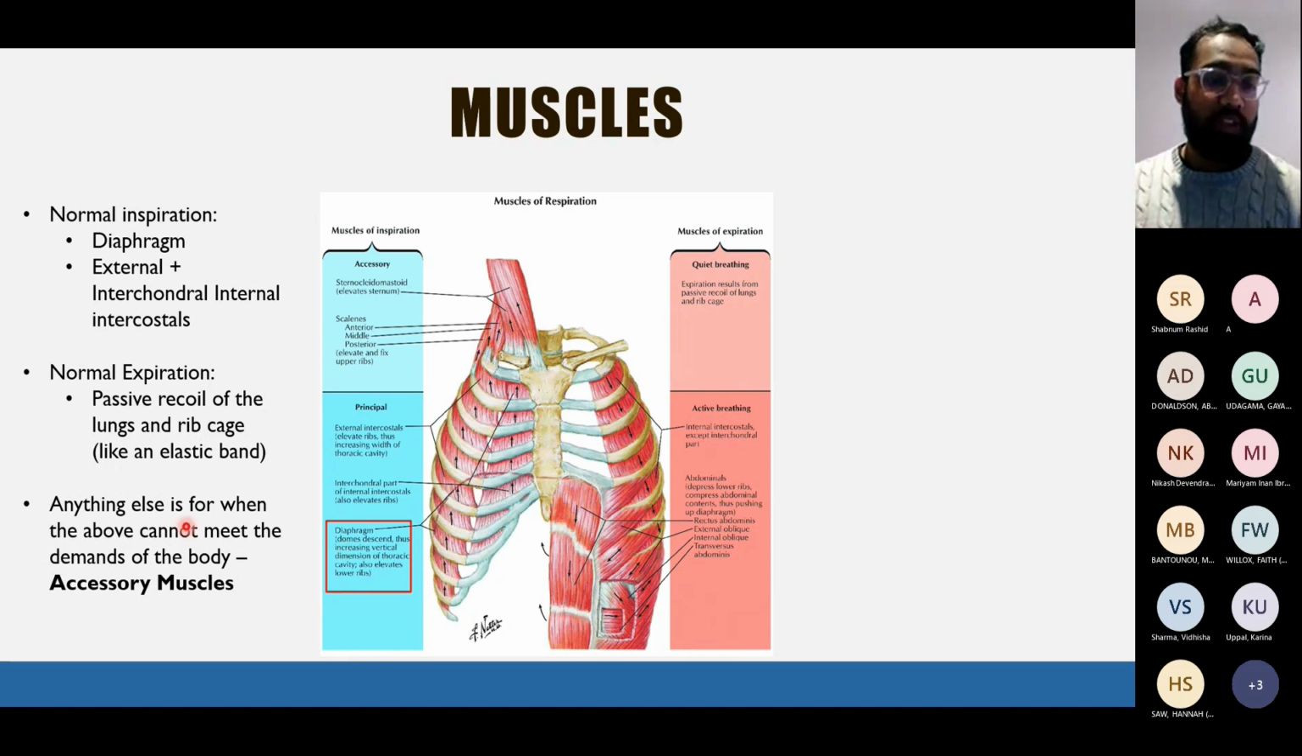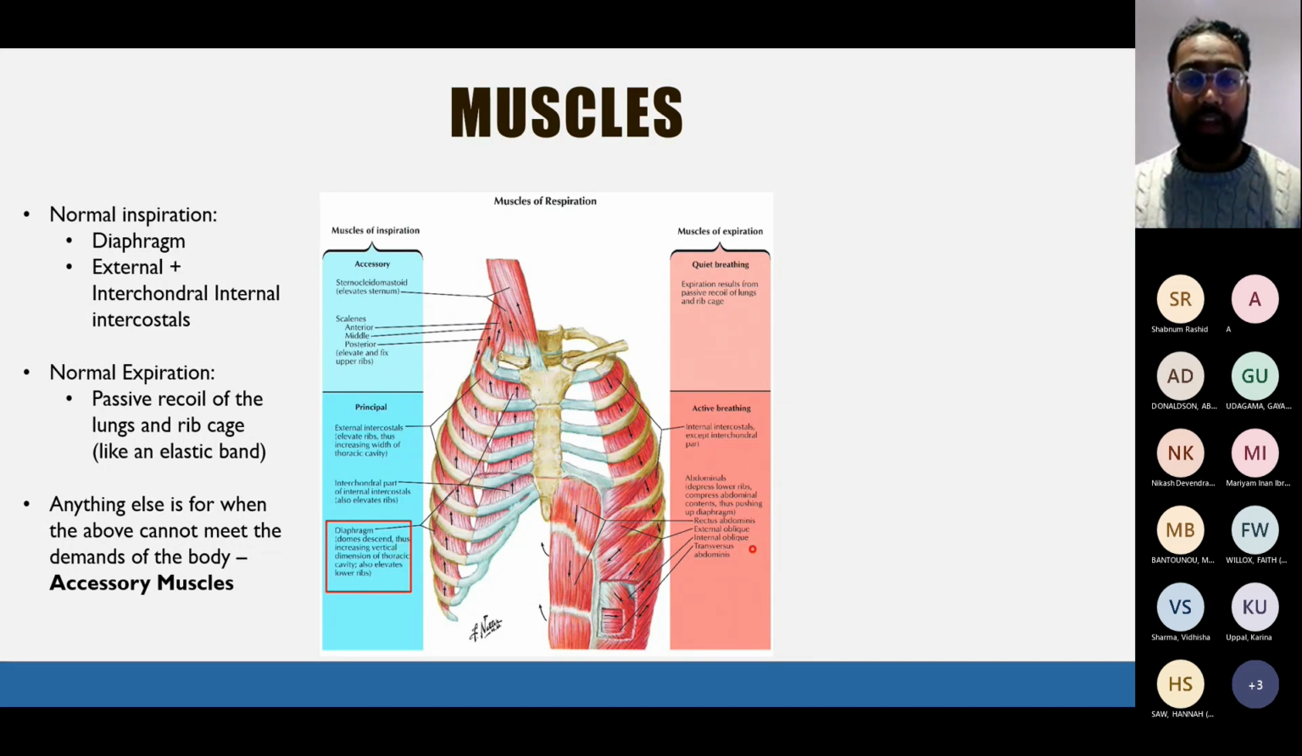Now, sometimes we need more air than this system can provide, which is where our accessory muscles come in. So the accessory muscles are muscles we can use to breathe when we need to increase the speed at which we're breathing, increase the volume of air we're taking every minute. So the accessory muscles of inspiration are your things like sternocleidomastoid up in the neck, your scalenes also in the neck. You activate all of your principal muscles.